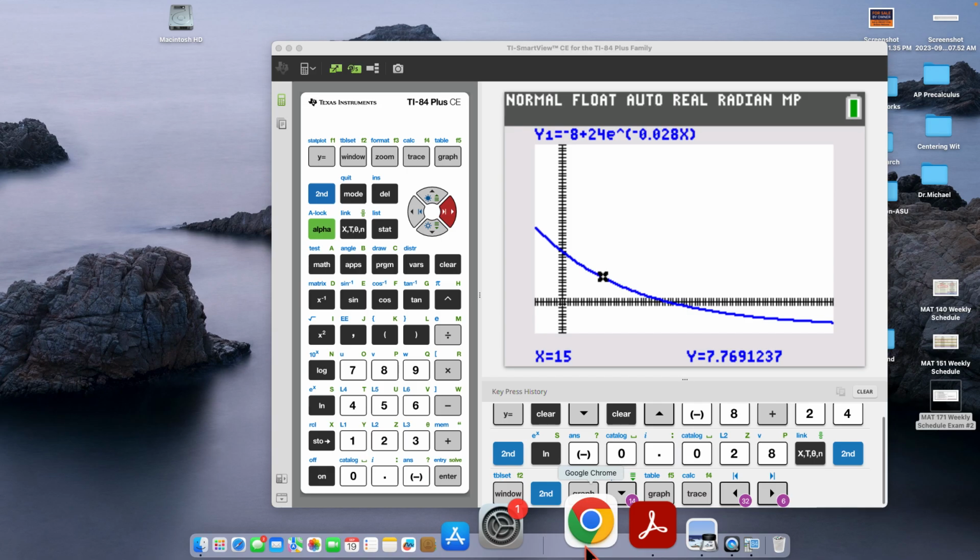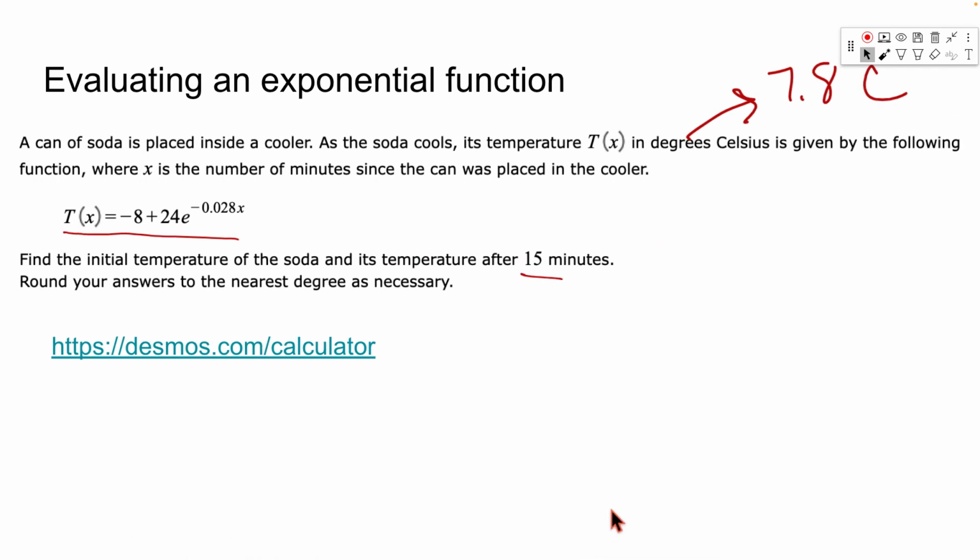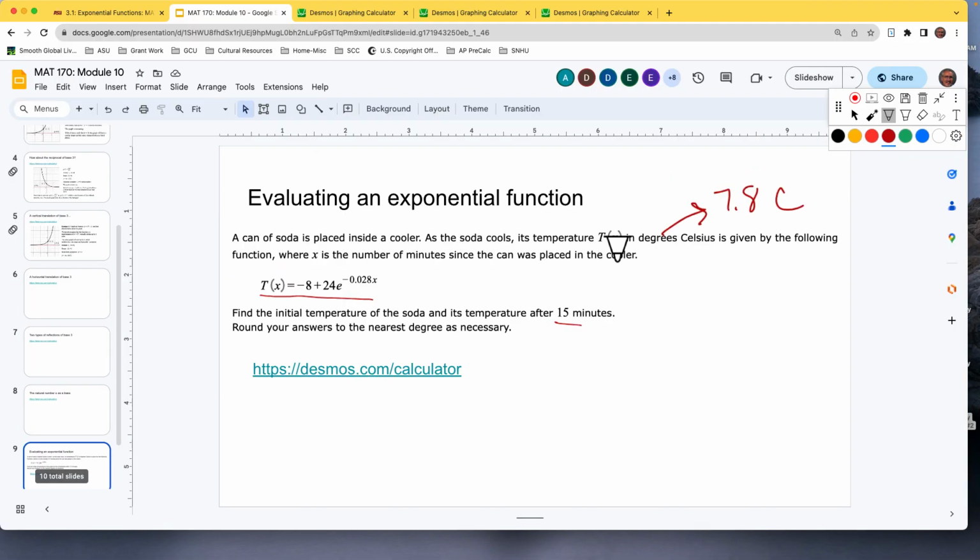So let me come back here. What if, instead of evaluating, we were asked to solve this: when is this going to be equal to 3? How do I do that with a graphing calculator? I graph the first part, which we've already got. What do I graph for the second part? This also is a function. What is the function 3? Y equals 3. It's going to be a horizontal line.